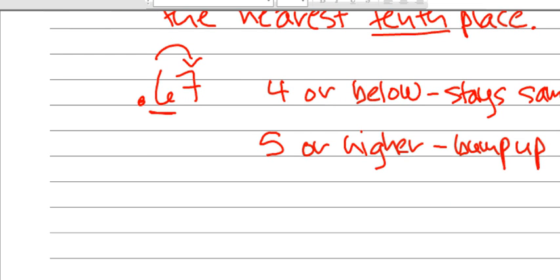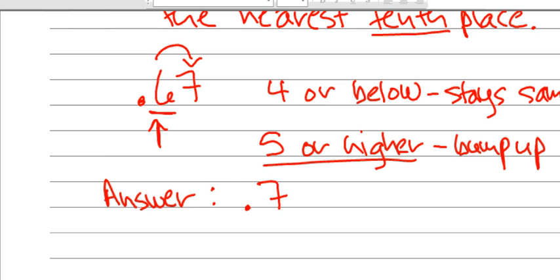So I'm looking at the 7, that is where I want to look. And the 7 is 5 or higher. So what I'm going to do is bump up the 6 by 1, make that a 7, and everything falls off after that. So my answer is 0.7. And that is rounded to the tenth place. When you're done, you should have the tenth place, nothing else after it.